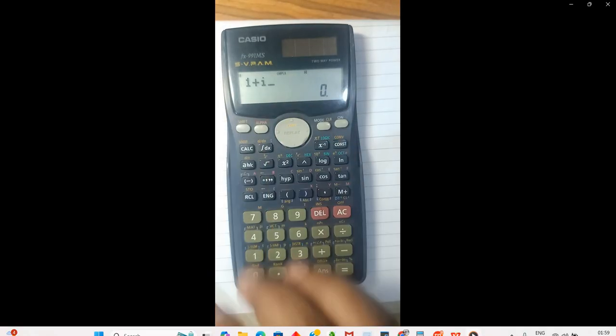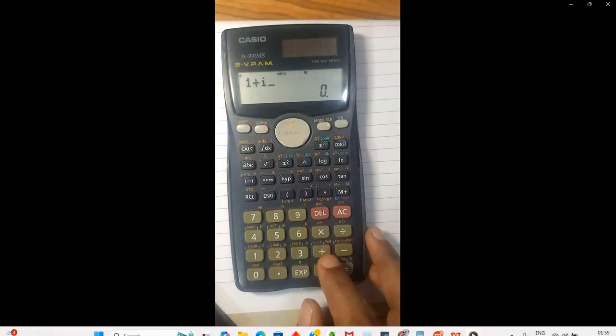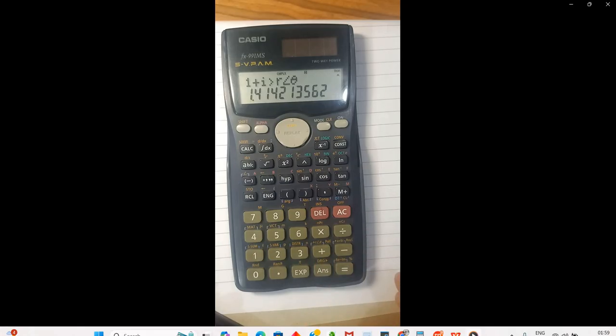Now press shift and here at this plus sign you can see you have R angle of theta. It means it will give you magnitude and angle. Now press this plus sign and equal to. So this is our magnitude, that is 1.414 is the magnitude. Now I want the angle. Again press shift and equal to. This is our angle. So what is our magnitude? Magnitude is 1.414 and angle is 45.